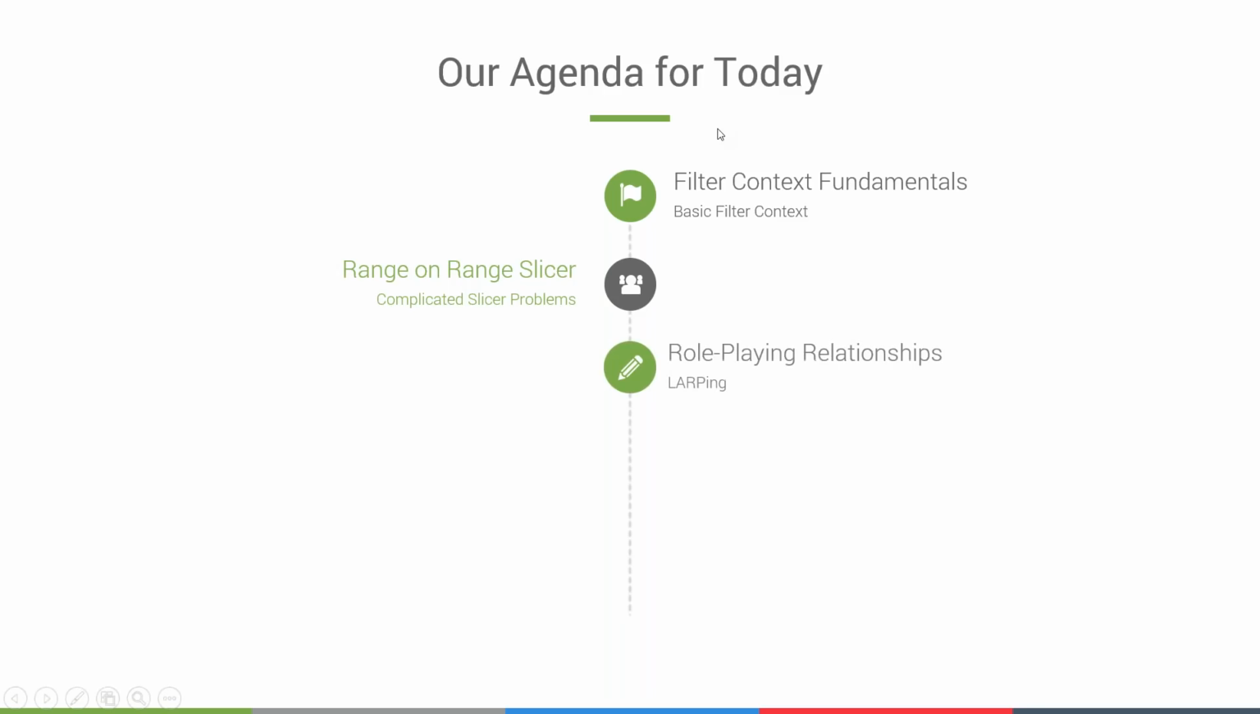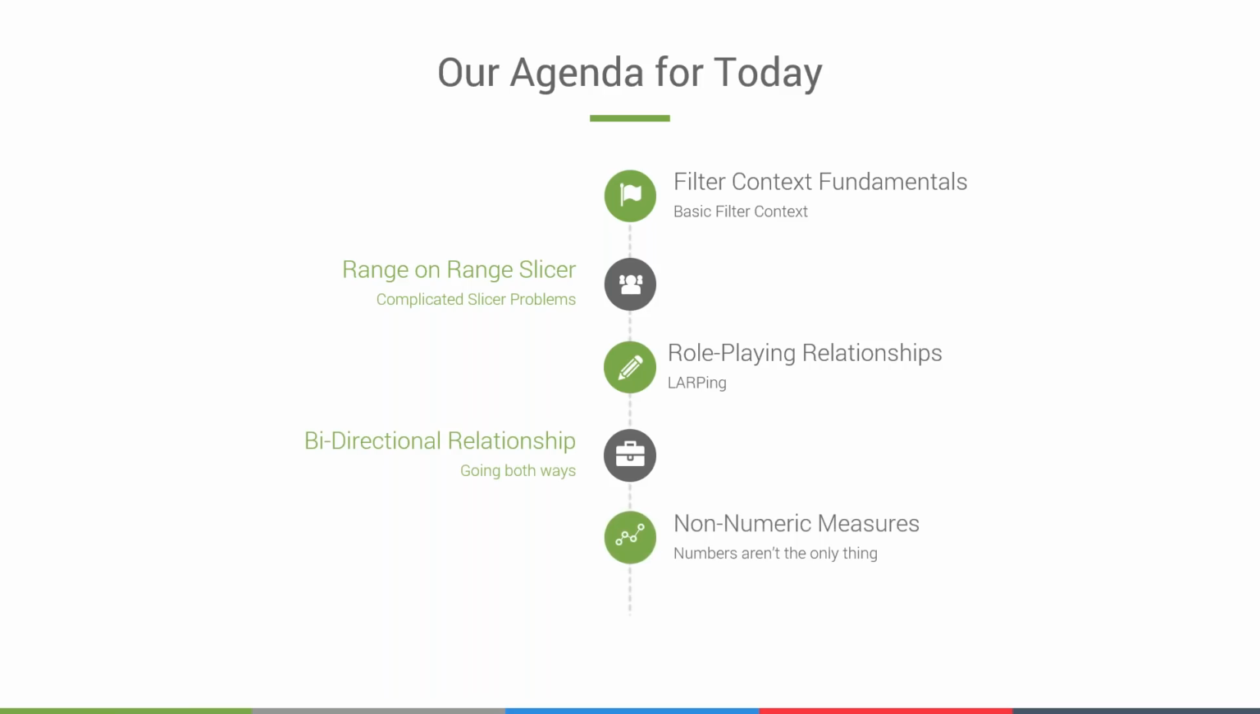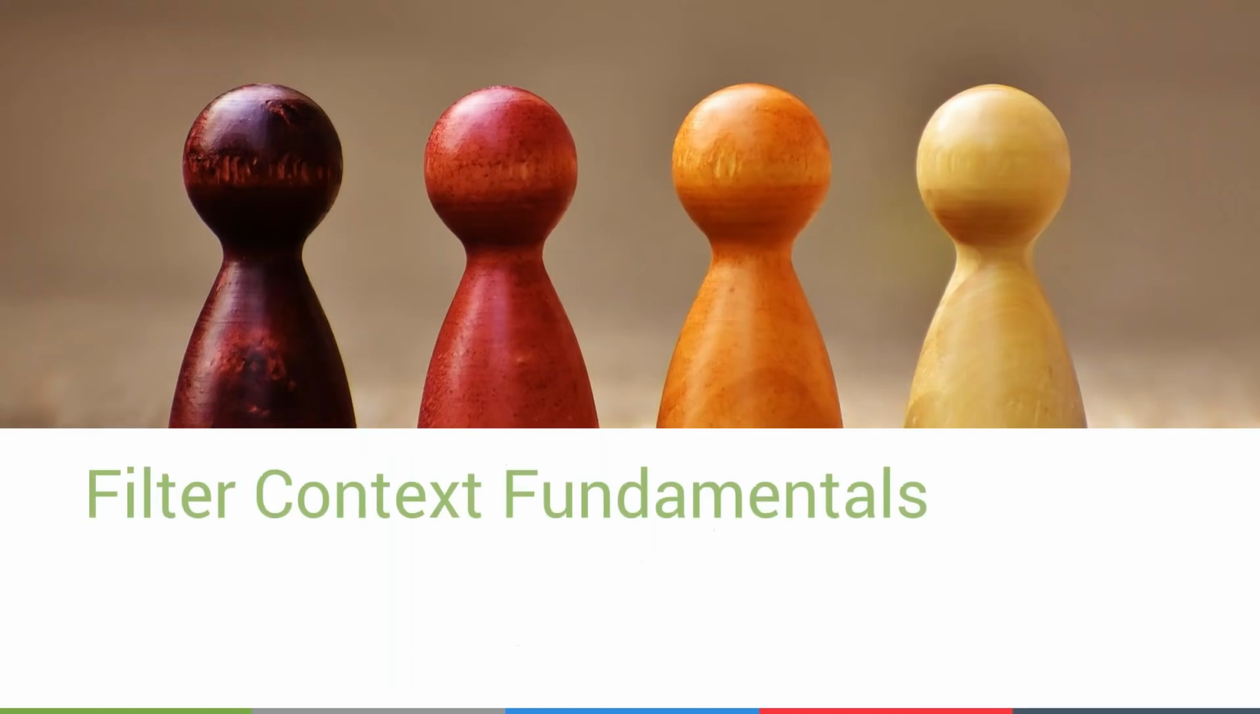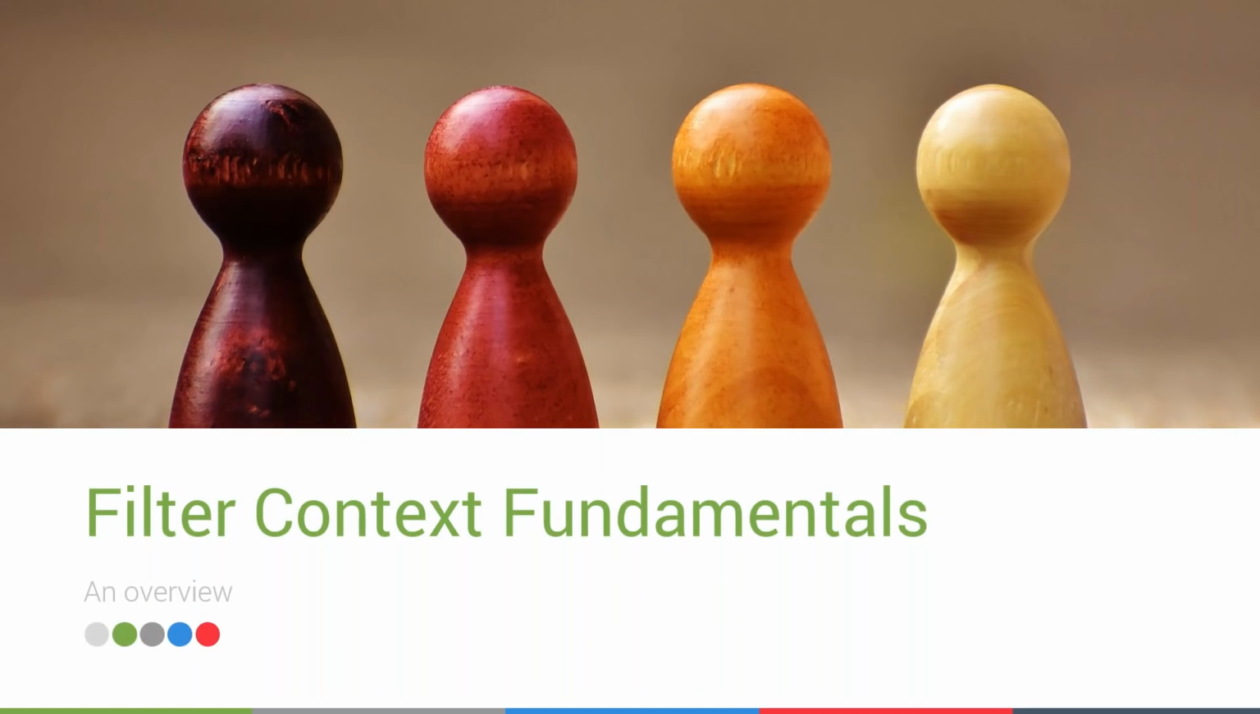We're going to look at role-playing relationships and maybe something that you wouldn't have thought about with role-playing relationships and how to use them. Then we're going to look at bi-directional relationships, which is the bane of many people's existence in terms of their modeling. And then we're going to look at some non-numeric measures and other ways in which you can present data other than with lots of numbers and charts and graphs. And then finally, hopefully we'll have some time for questions. Cool. So let's get started with some filter context fundamentals.